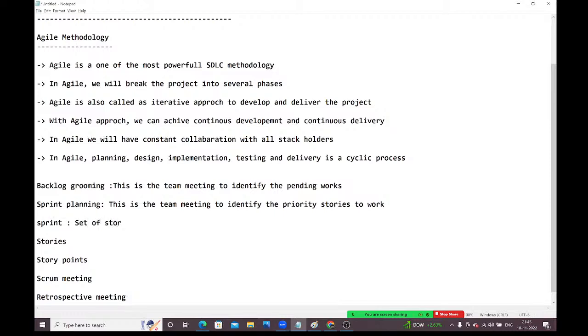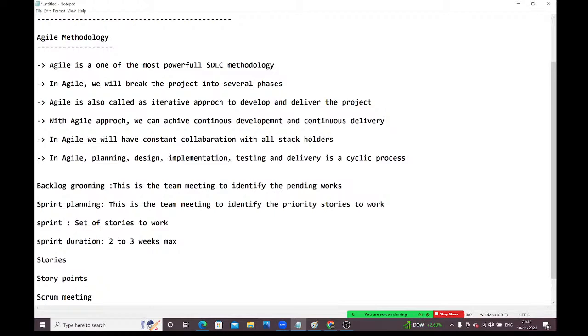A set of stories to work on, guys. Next, duration. Sprint duration: at interviews they will ask, and the sprint duration is 2 to 3 weeks, 3 weeks max. Within 2 to 3 weeks, we need to complete the sprint, guys.